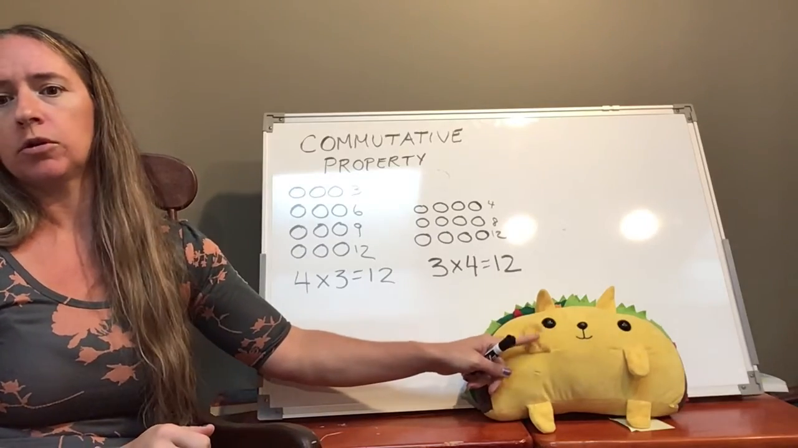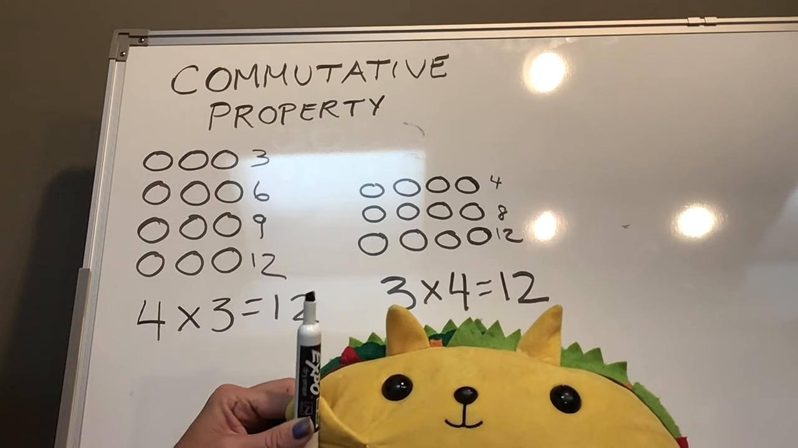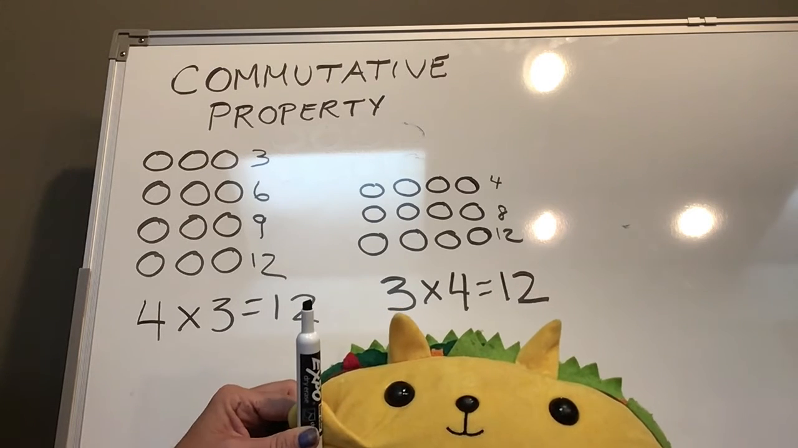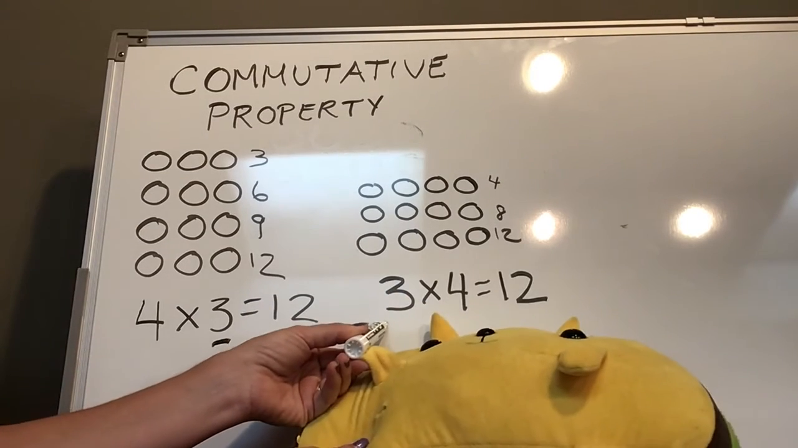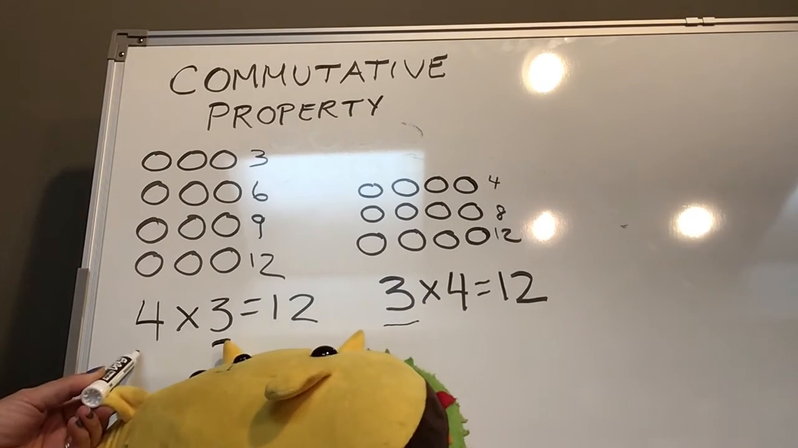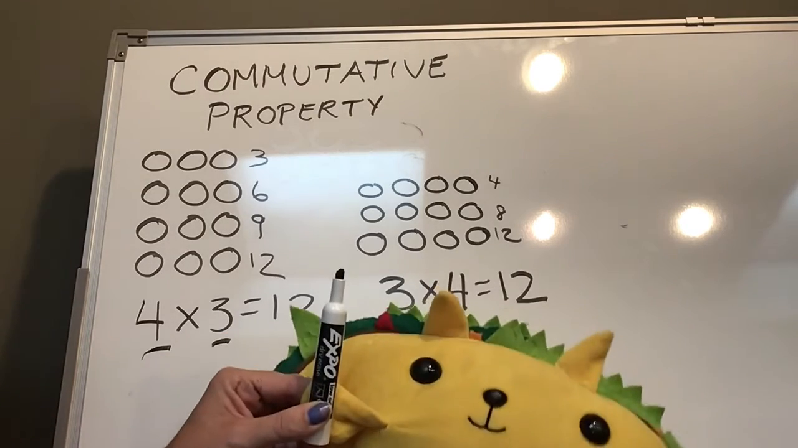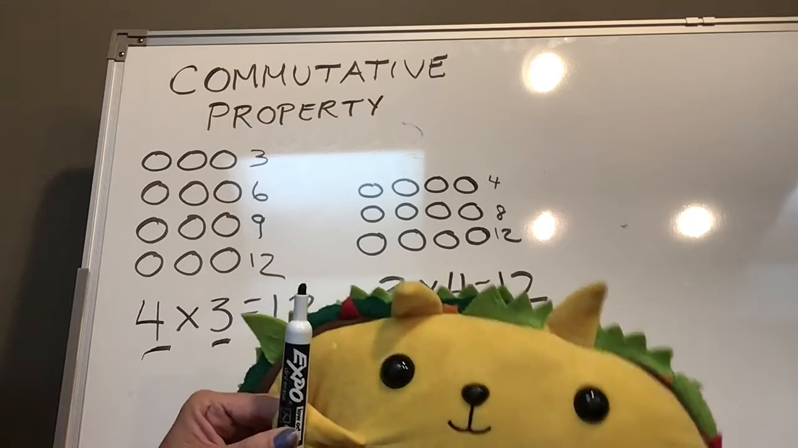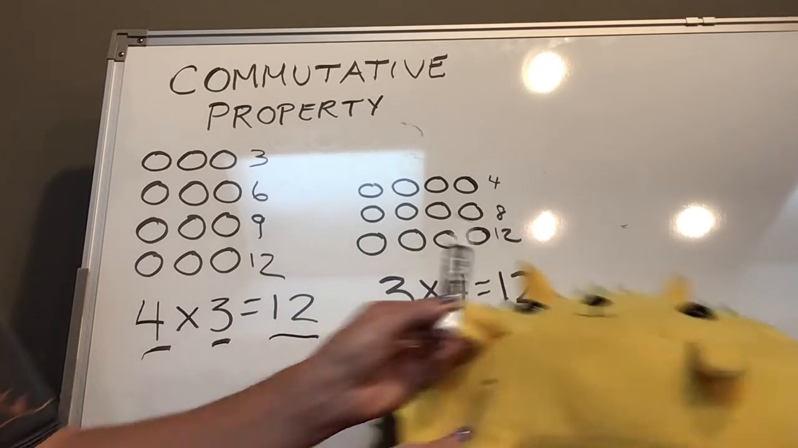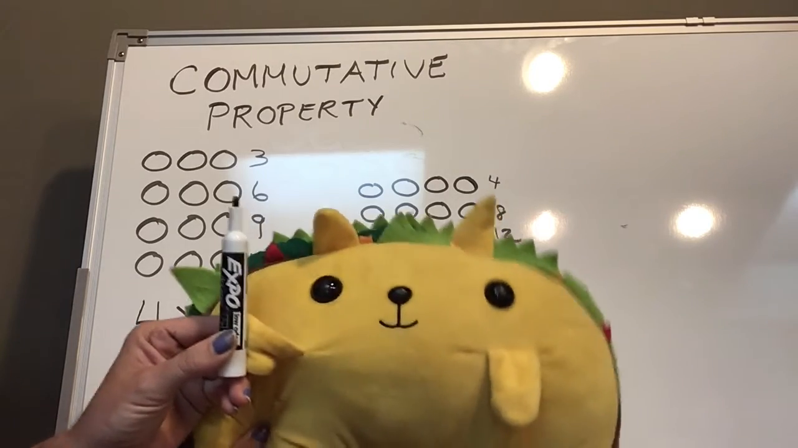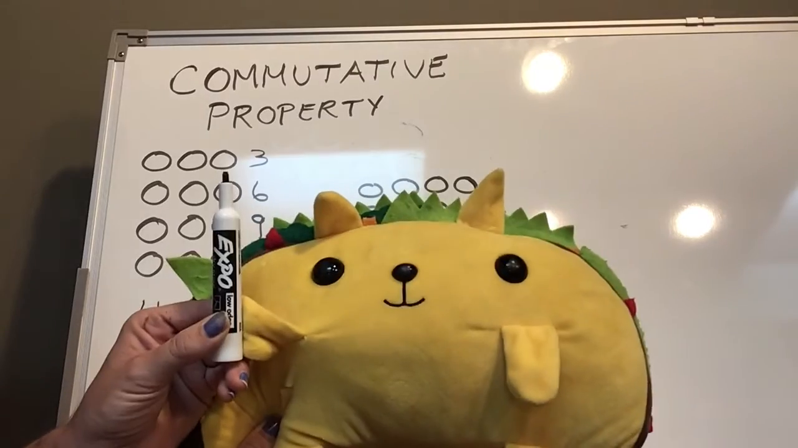Of course. Come closer. Behold, each of these equations has the same numbers. 3 and 3. 4 and 4. And the products, the answers, are the same. 12, 12. They have the same numbers, but in different orders. Taco Cat, out.